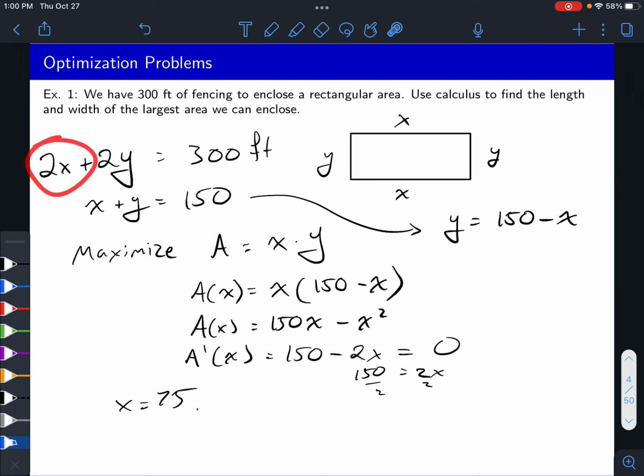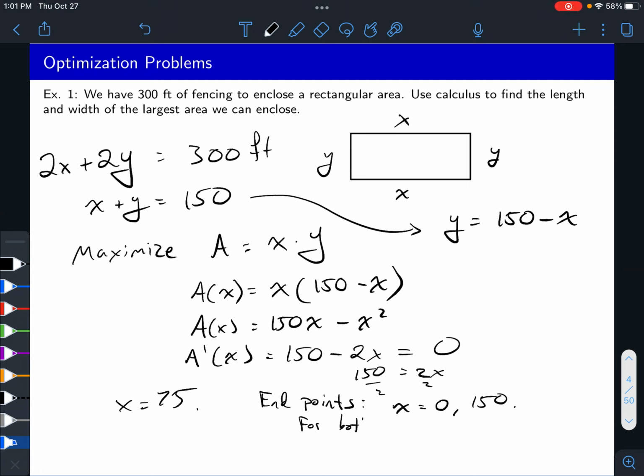So the largest that x could be would be 150. So the smallest that x could be would be x equals 0. So x could be 0 and y could be 150. And so then you'd have 2 times y equals 150, but then it'd just be like two 150 long fences placed right next to each other. Or if x is 150 and y is 0, then that would be your other endpoint.